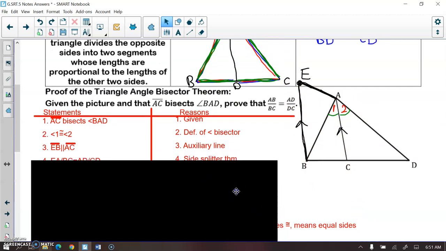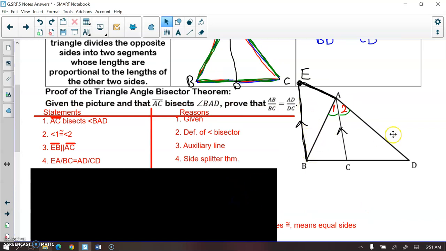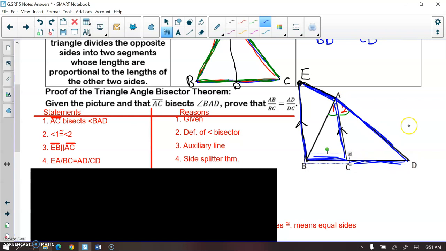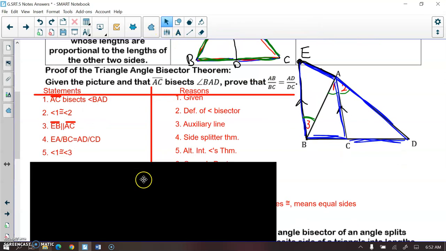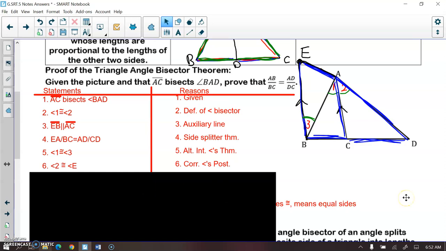All right. And then we have the side splitter theorem, because the side splitter theorem states that if we have these two parallel lines, then it cuts the sides proportionally. So EA over BC would be equal to AD over CD. That's the side splitter theorem. And then we have parallel lines cut by the transversal BA. Angle 3 is right here, and angle 1 and angle 3 are congruent because they're alternate interior angles. Also angle 2 and angle E, which is this angle up here, are congruent because those are corresponding angles on your parallel lines.